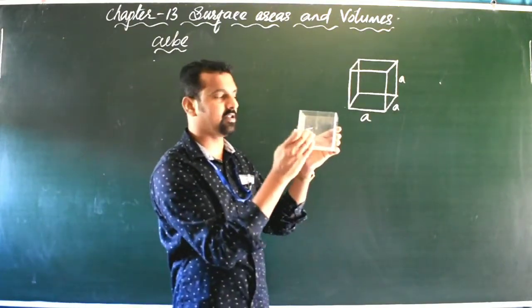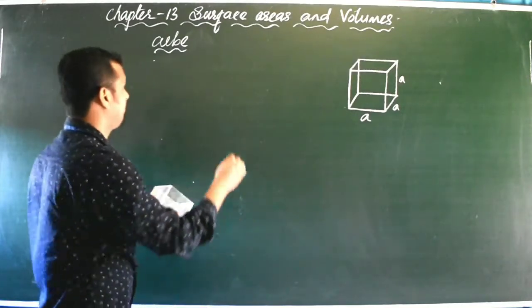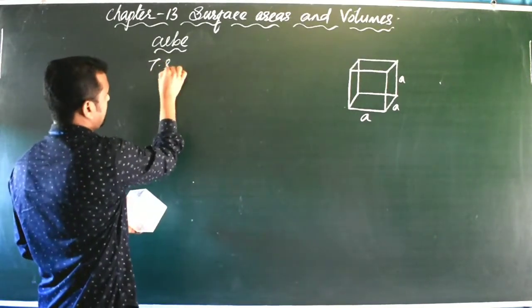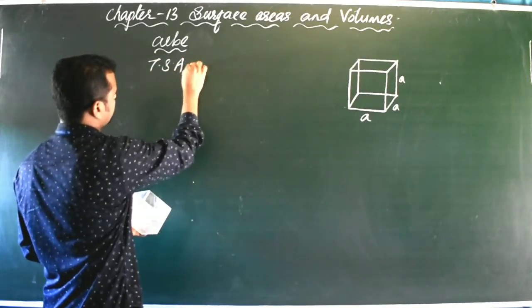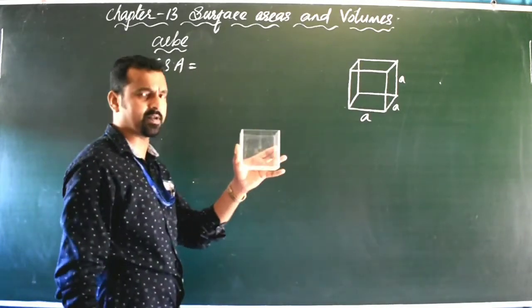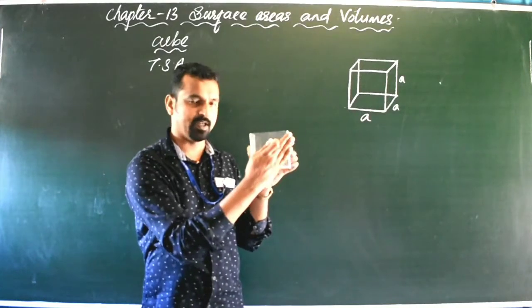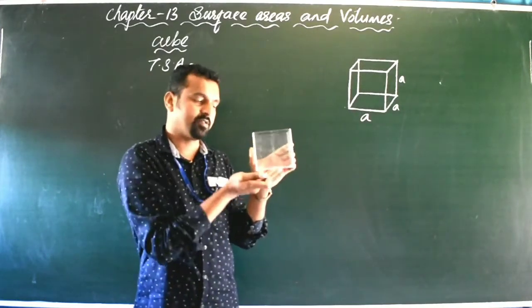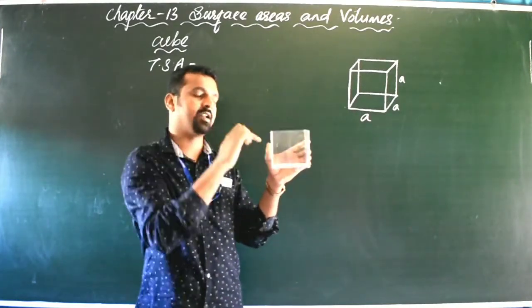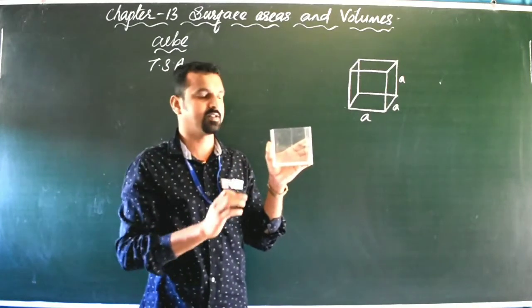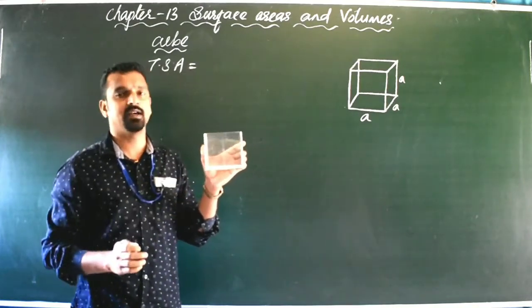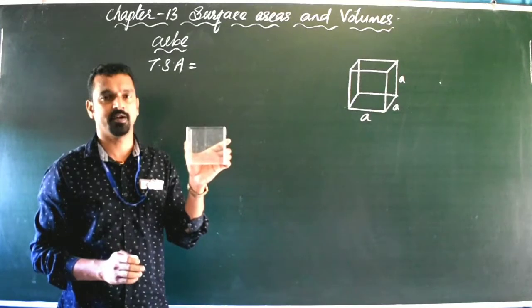Now how can we find the total surface area of a cube? The total surface area of a cube is equal to the sum of all the faces' areas. Here also 6 faces are there: the top face, 1, 2, 3, 4, 5 and 6. All the 6 faces' areas we have to add. That is the total surface area of a cube.